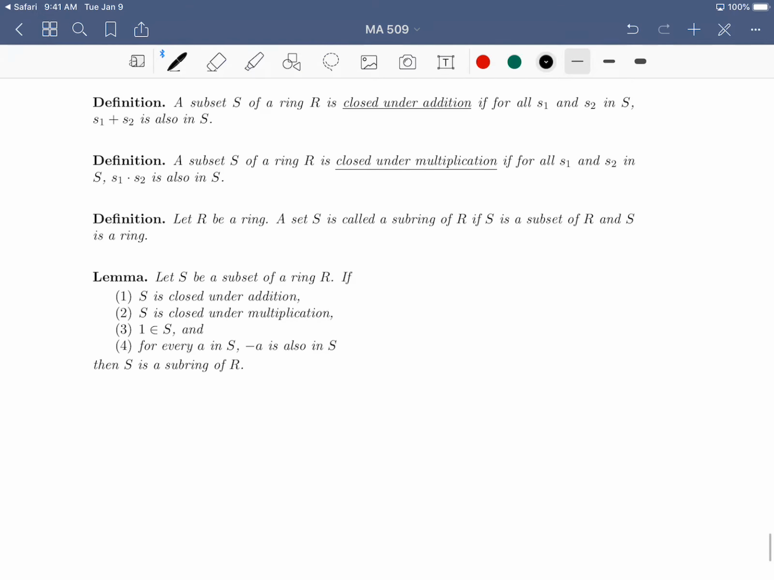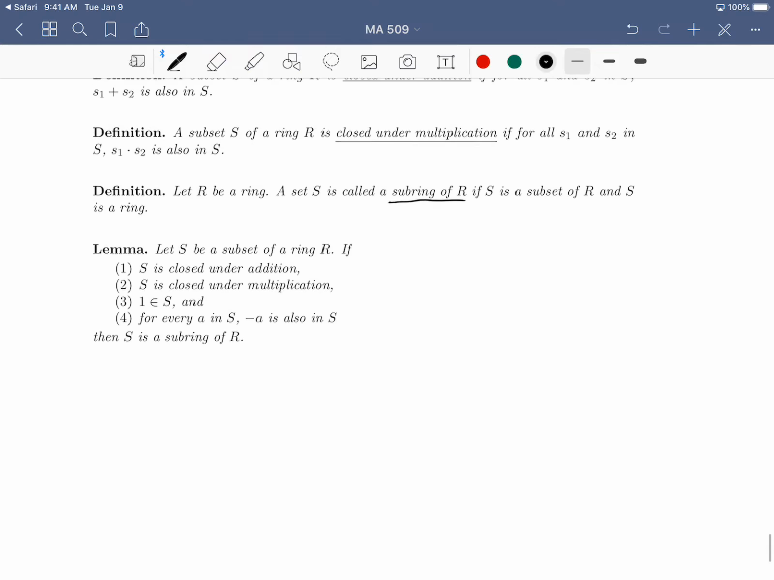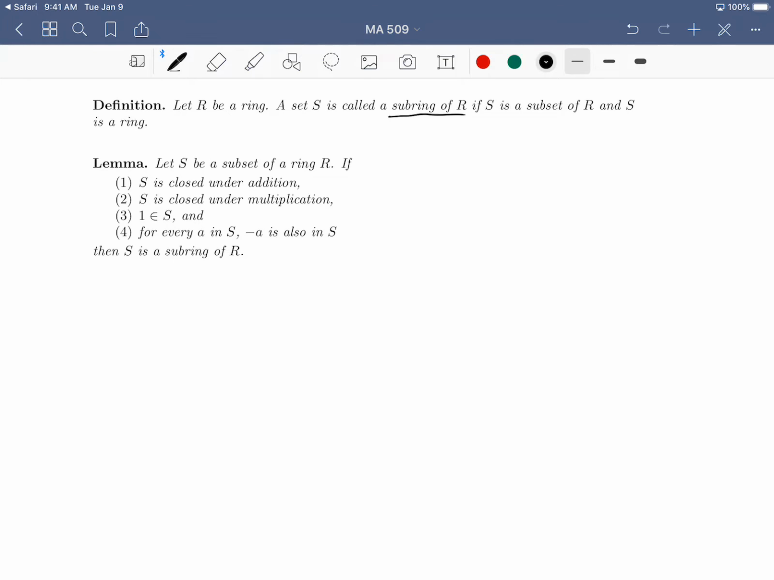But first, a definition. So if we have a ring R, and we have some set S, it's called a subring of R if it's a subset of R, so it's completely contained in R, and it's a ring in its own right. Okay, so S is a ring means it satisfies all those ring properties that we had when we defined a ring. But this lemma tells us there's actually a shorter way to check this.